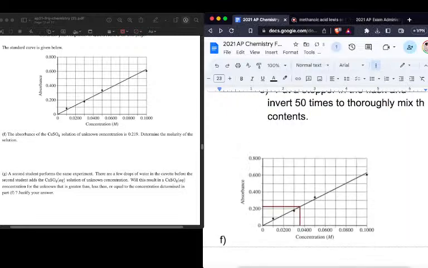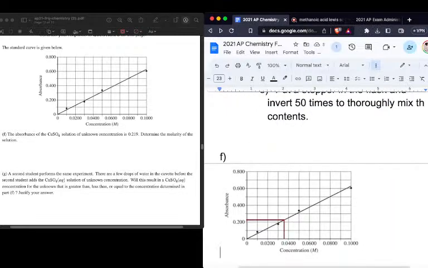Okay, so 0.219 on the y-axis there. I guess I could have written something in there to help show you. 0.219 there. And then, what do we think that is on the x-axis? This is 0.03, halfway is 0.05. I think it's 0.36. Sorry, 0.036. You can correct me if you think I'm wrong here.